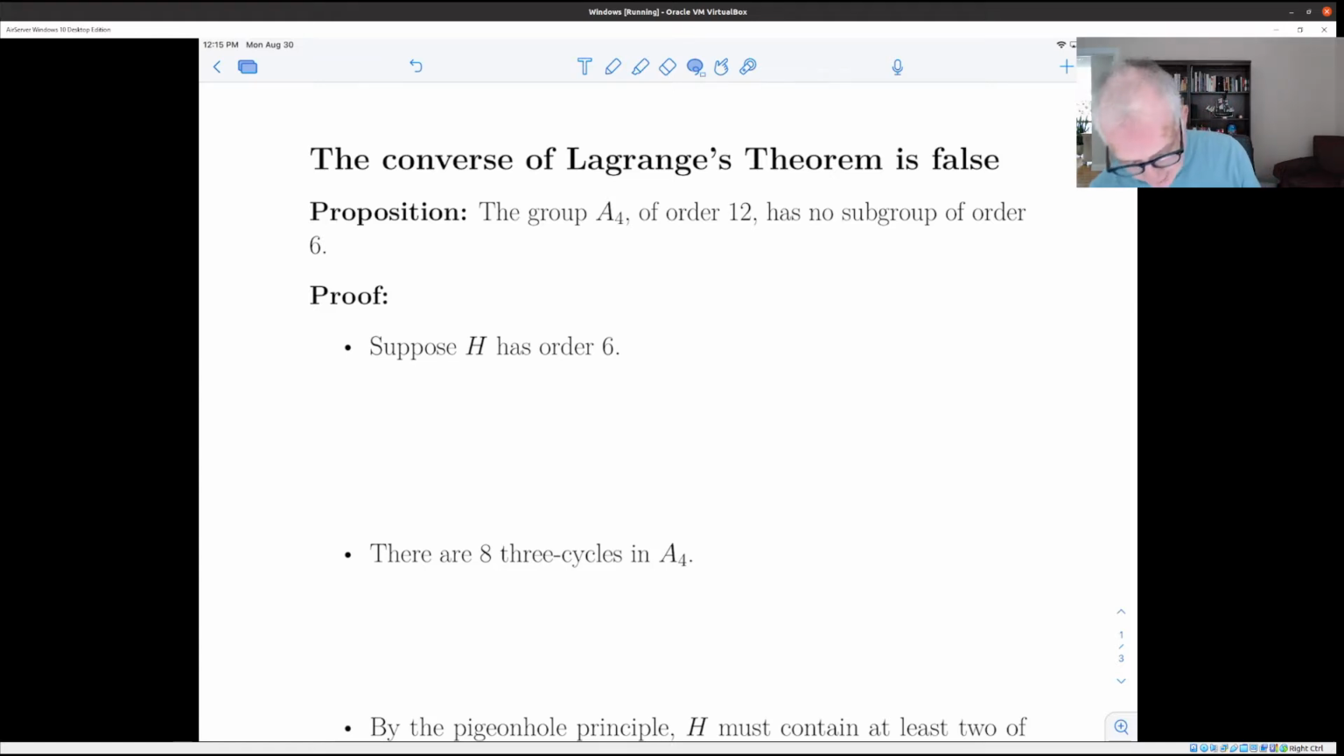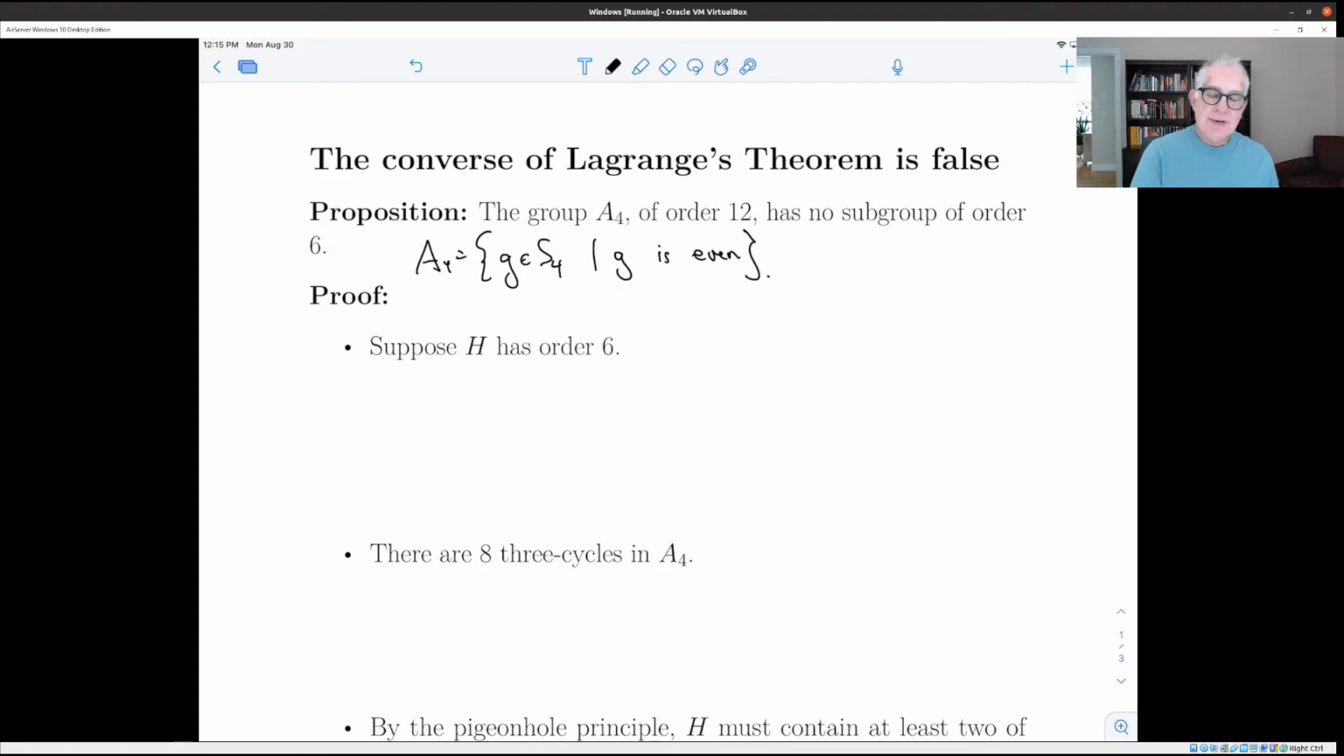So remember what A4 is. A4 is the collection of permutations in the symmetric group on 4 elements such that g is an even permutation. And even permutations of 4 elements are either the identity element, or they're of the form a product of transpositions like this, or they're a 3-cycle.